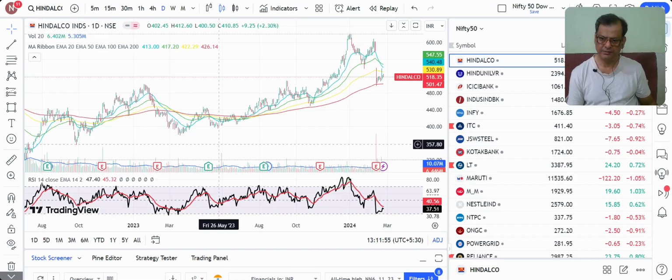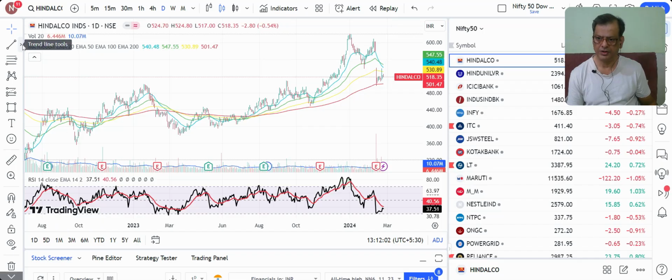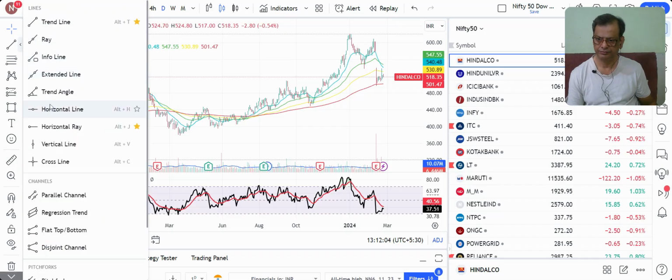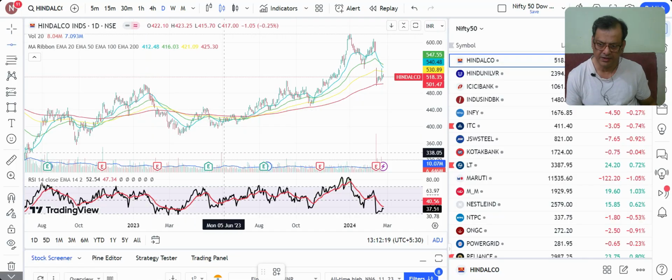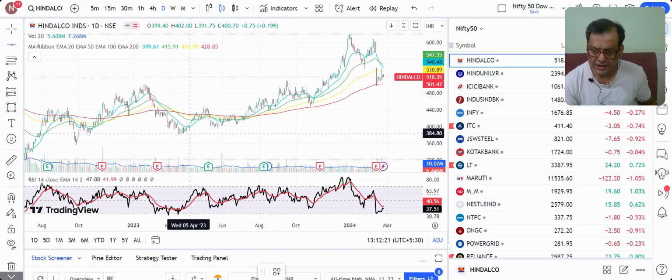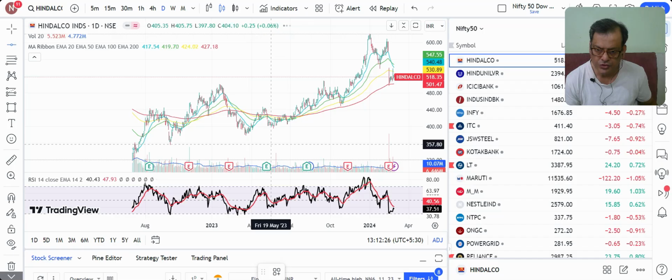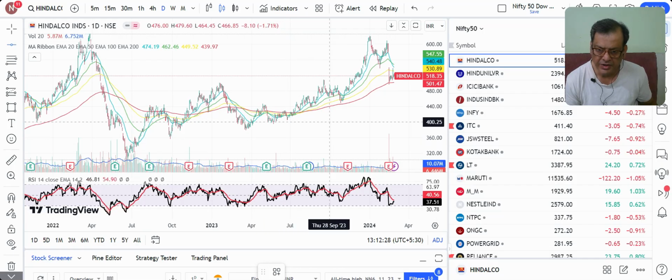So if you see here, there is a horizontal line here, and we can use a horizontal line to draw a support zone. So I will take this line here, and if you see here, prices have touched and gone up. Prices have touched here and gone up. So I will zoom in and I will do something like this.